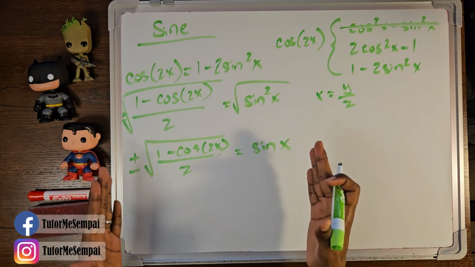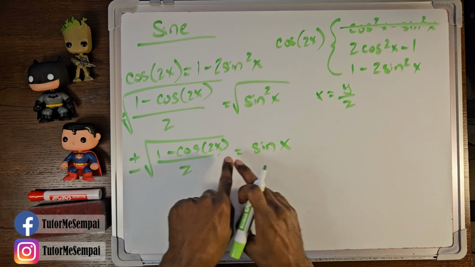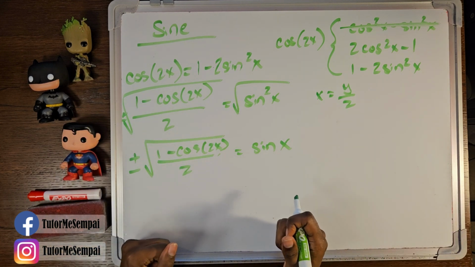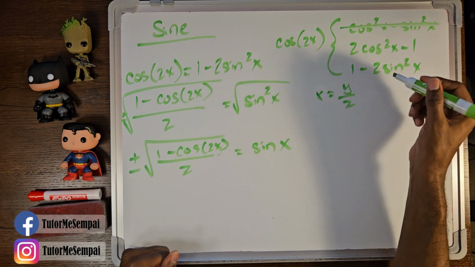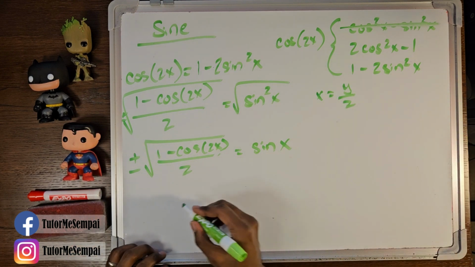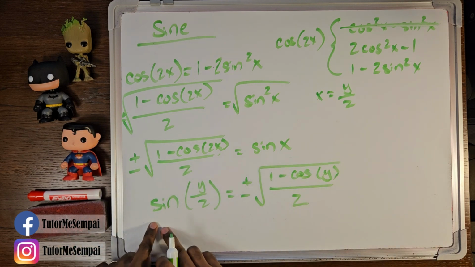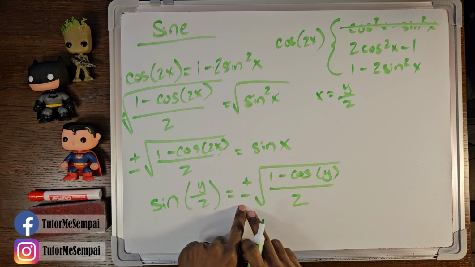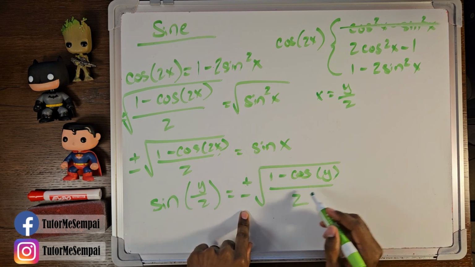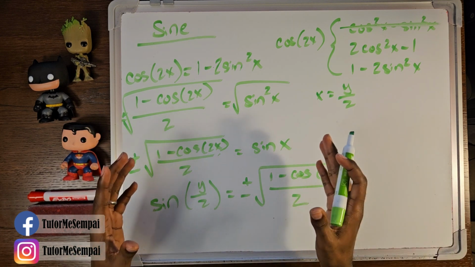Technically, you could leave it like this. This is an identity, and technically this x is half of this 2x, but we want to make it look like a half angle identity. So let's substitute all our x's for y over 2 like we did previously, and I'll put sine on the other side. So now we have sine of y over 2 equals plus or minus the square root of 1 minus cosine of y all over 2. This is going to be our half angle identity for sine.